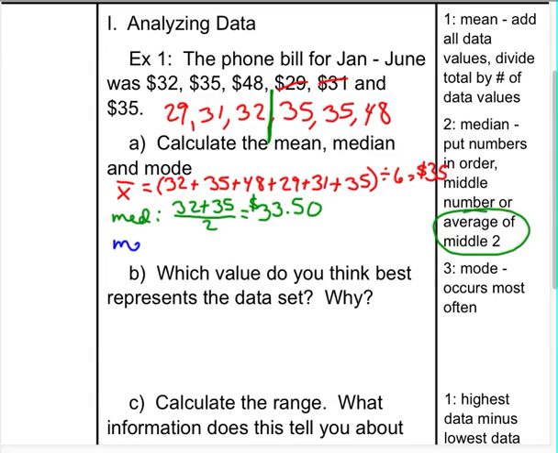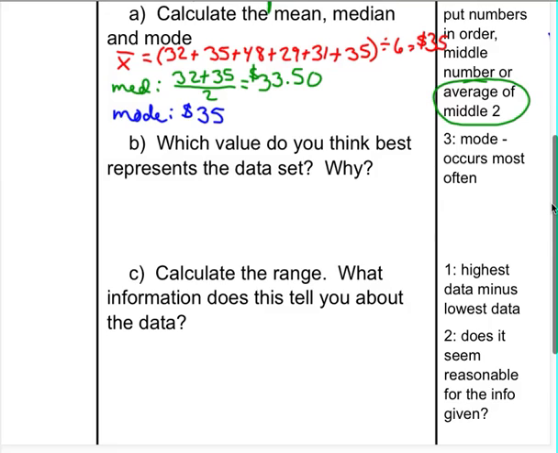That's just the number that occurs most often. So as we look through our data set, we had a $35 bill twice. All of the other bills only occurred once. So that's our mode. Now we're going to take a look at analyzing the data based on which value, the mean, the median, or the mode, do we think best represents the data set and why.